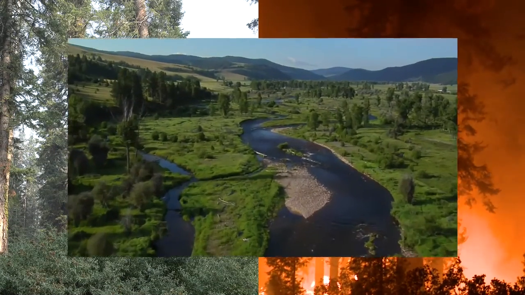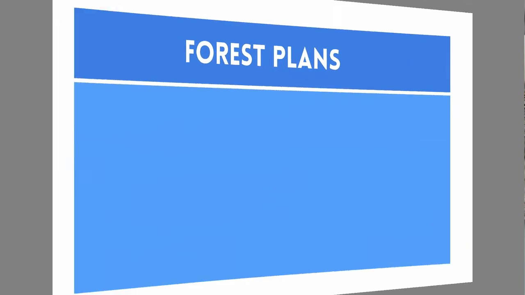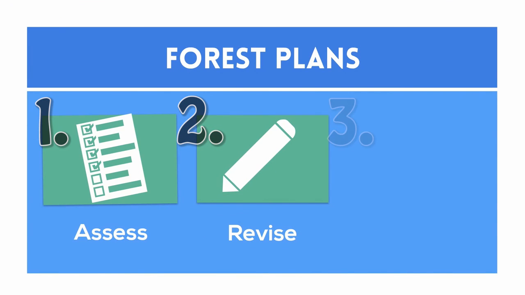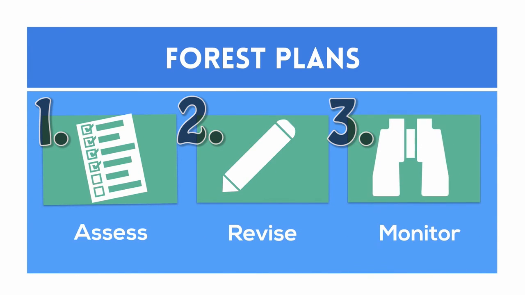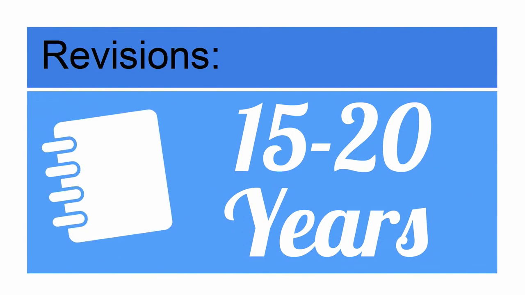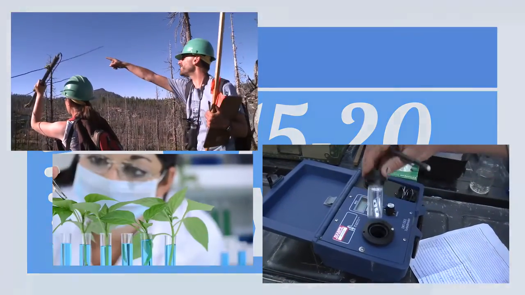Forest plans are developed and revised through 3 stages. First, we assess forest resource conditions and trends. Then we revise the forest plan accordingly. And finally, we monitor the plan's effectiveness. Every 15 to 20 years, we revise forest plans to incorporate the best available science into how we care for your forests.